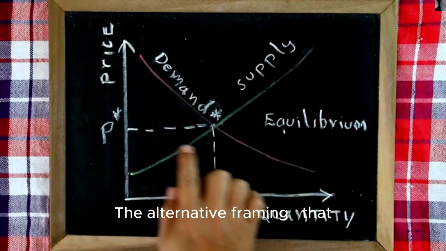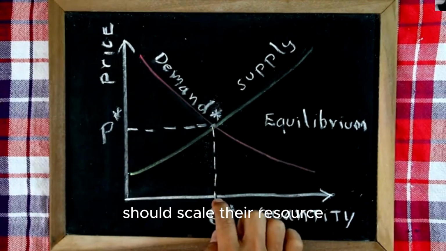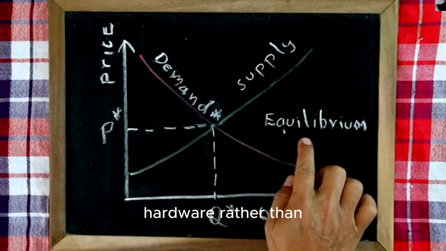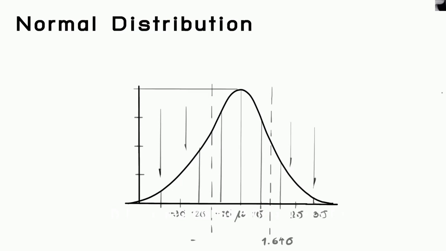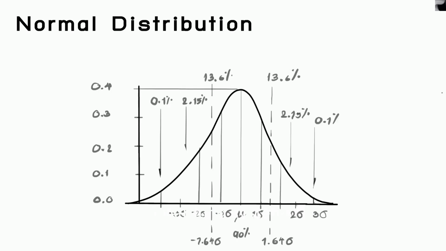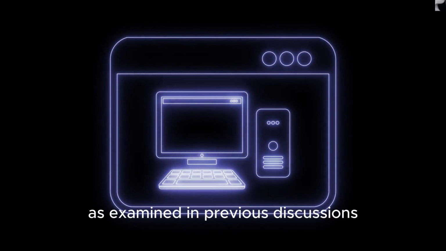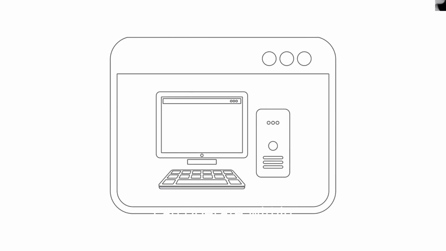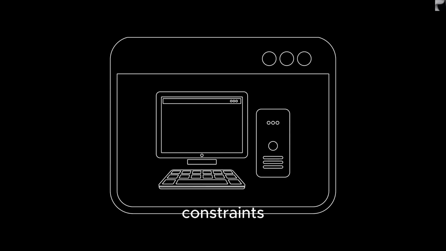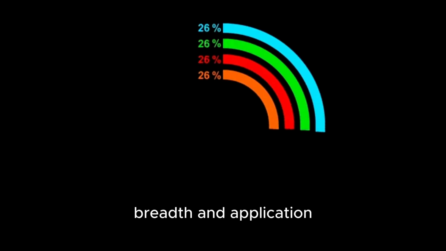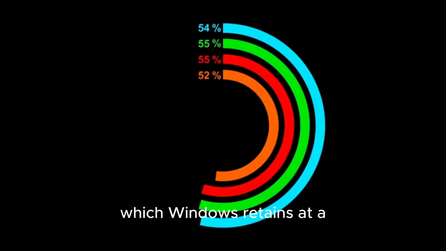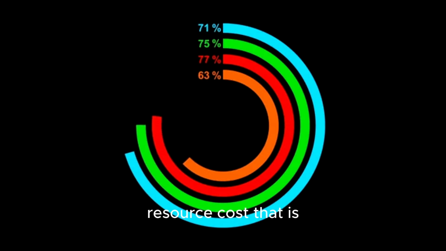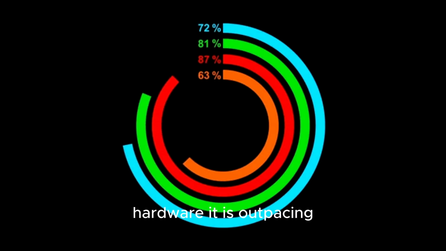The alternative framing, that operating systems should scale their resource consumption to available hardware rather than assuming a hardware baseline and leaving constrained users to optimize, is a legitimate design philosophy that different operating systems implement differently. Linux distributions, as examined in previous discussions, demonstrate that a capable, modern desktop computing environment can operate within substantially tighter resource constraints. The trade-off is ecosystem breadth and application compatibility, which Windows retains at a resource cost that is visible and meaningful on the hardware it is outpacing.